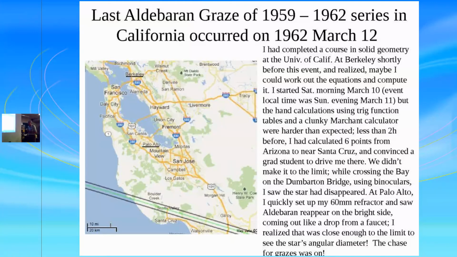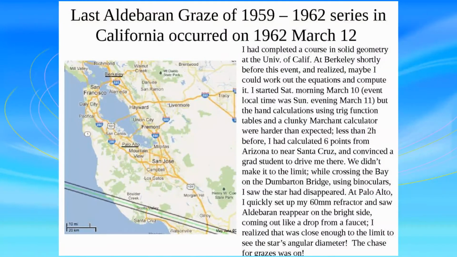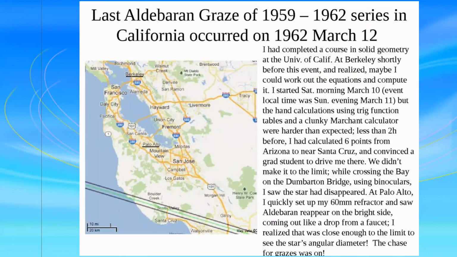Anyway, as I said, 5 years later, after having some college courses and so forth, I decided I could possibly predict these occultations, and so I did calculate the last Aldebaran graze of the 1959-1962 series, which occurred on March 12th, 62. And so I set out to calculate that weekend, and it was a harder job than I thought.